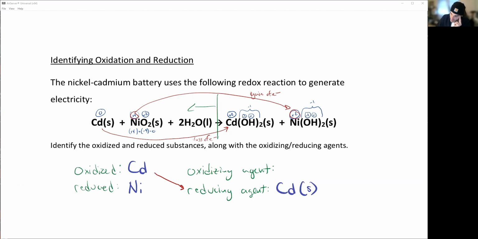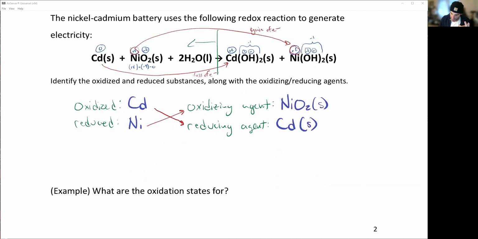So cadmium solid. And then nickel is reduced, it's taking its electrons from the reducing agent. So whatever contains the nickel is the oxidizing agent. I said that backwards, I'm sorry. The nickel oxide solid is the thing that is responsible for the oxidizing. So whatever is oxidized contains the thing that is the reducing agent. Whatever is reduced contains the thing that is the oxidizing agent. Does that make sense? I hope so. You should be able to do that for pretty much every single thing.